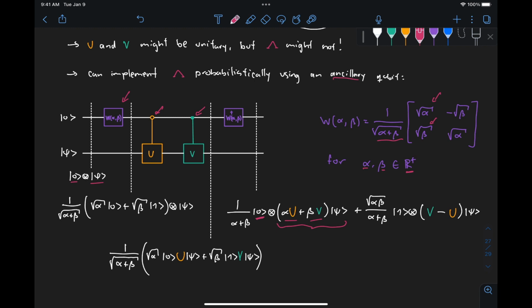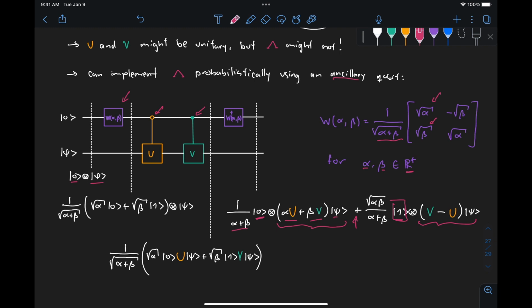Obviously, as I said, up to a normalization factor, plus this other part of the superposition where we get state psi after applying v minus u when we have the state 1 in the auxiliary qubit. So if we now perform a measurement, every time we measure the state 1 on that auxiliary qubit, we can discard our result. But if we measure 0, then we can keep that bottom qubit, and we know that it will be psi times that linear combination of u and v.